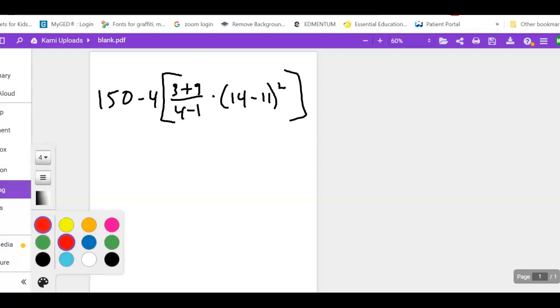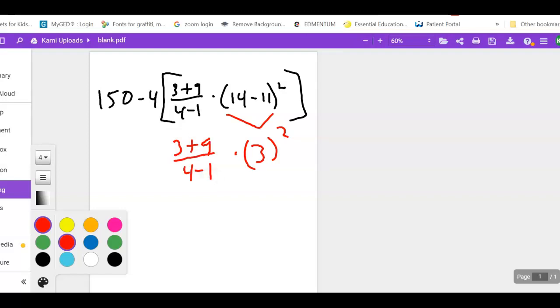Here we go. I'm going to start with the parentheses. 14 minus 11, that gives me 3, right? So that means so far I have my 3, and that's 3 squared. If I bring down everything else, I'm here. 4 minus 1, right? And this is where I am with the bracket. Don't worry, we're going to bring down the 150 minus 4 in a minute, okay? Where do I go from here? According to PEMDAS, I do this. 3 times 3, that's 9. So now that gives me here.